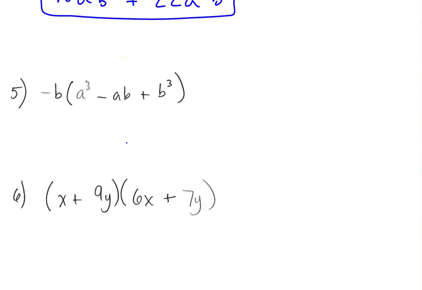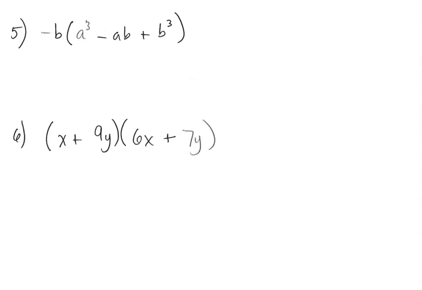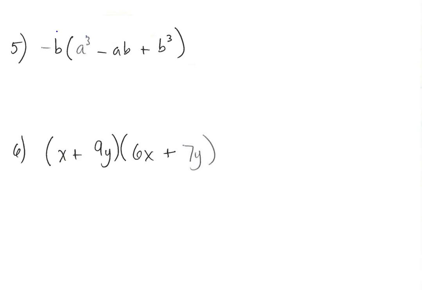Let's try another example. This one has a negative b out in front of it, and then inside parentheses immediately following it, we have a cubed minus ab plus b cubed. Now here we'll distribute like we just did in the previous one, but now we're distributing a negative b inside, which will change the signs of the terms as well as affect the actual terms because we're going to multiply by b. So a negative b times a cubed would become a negative ba cubed.